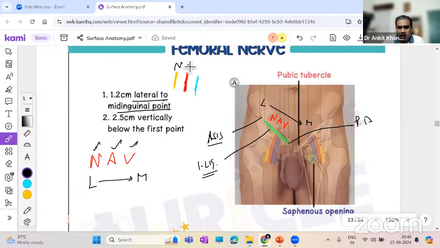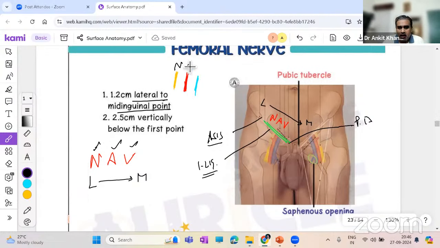Similarly, we also know that in the lower limb, the IM injection is given in the gluteal region. And if we are not very much aware, then we might damage which nerve? This is the sciatic nerve, because it lies in the gluteal region. You can see the image of the buttock region. So you have to be very sure where to give the IM injection.